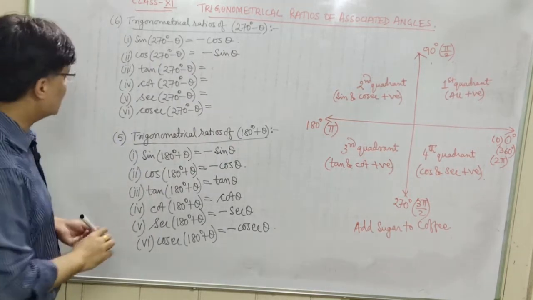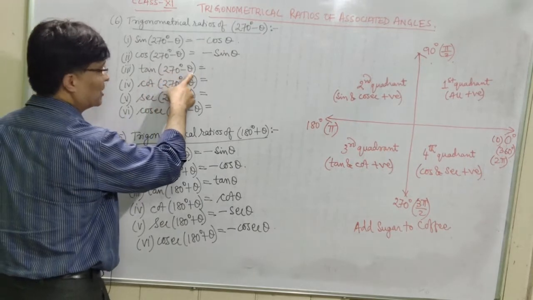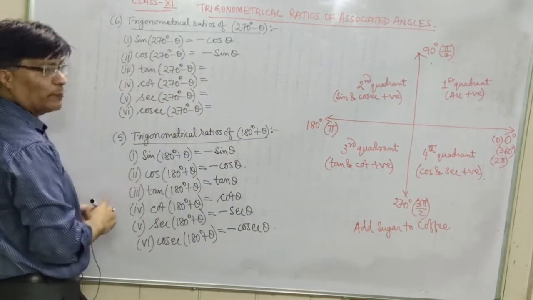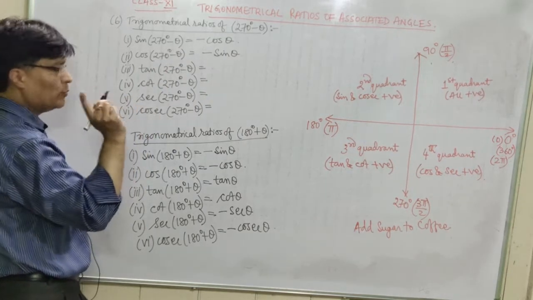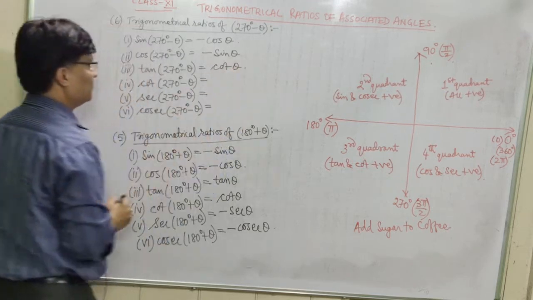Okay? And next, similarly, you can write down the formula here. Tan 270 minus theta. 270 minus theta lies in the third quadrant. And in the third quadrant, tan is always positive. The positive sign usually we don't write. So tan changes to cot. So it is cot theta.